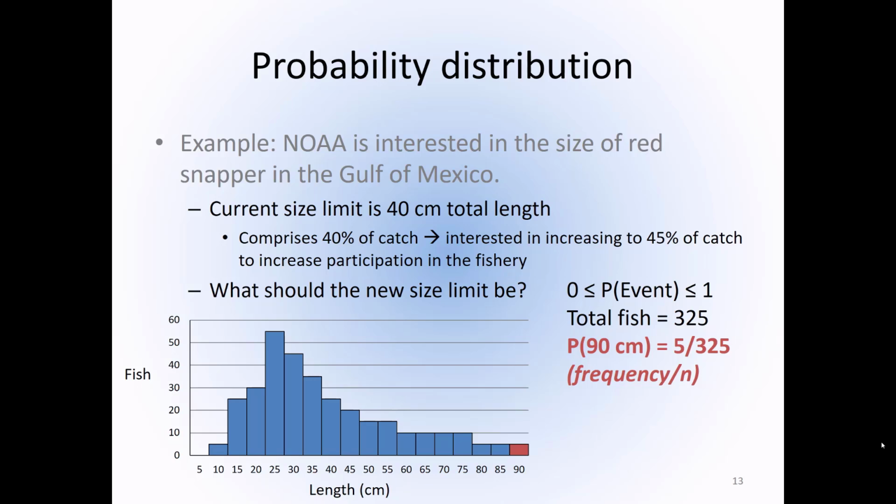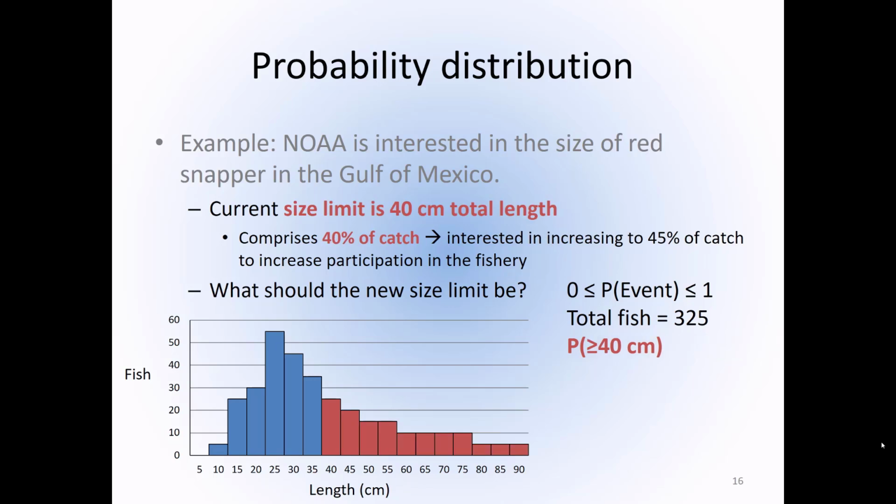Let's say that we're interested in the probability of catching a really, really large red snapper, one that's 70 centimeters or greater. Well, we can take the total number of 90 centimeter red snapper that we've caught, and we can divide this by the total number of fish that were caught, and we can get the probability, which is quite low. We can get the probability of catching a red snapper that's 55 centimeters in length. We take the total number of fish of that size, 15, divided by the total number of events, the total number of fish, 325, and we can get that probability. We can go through and do this for any particular size.